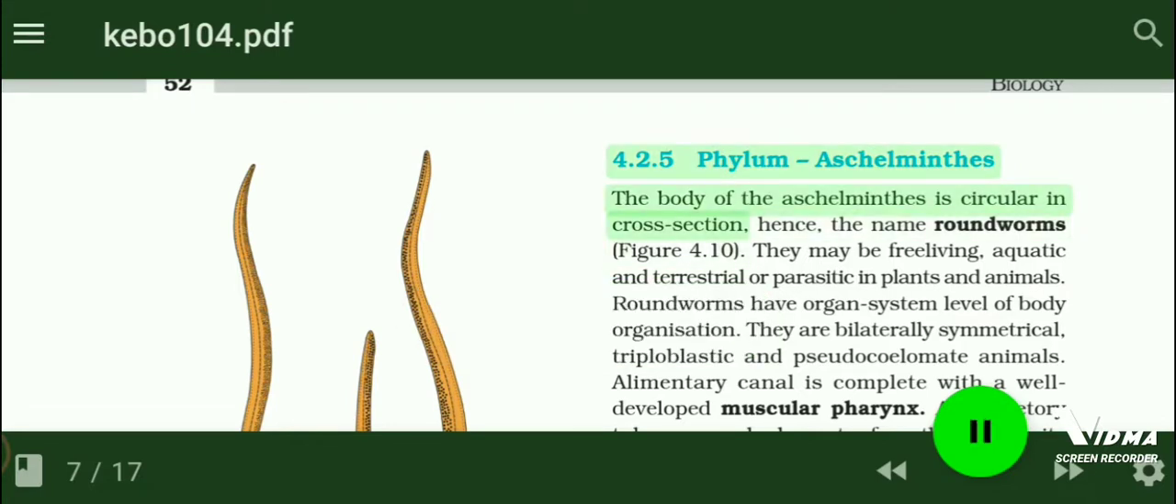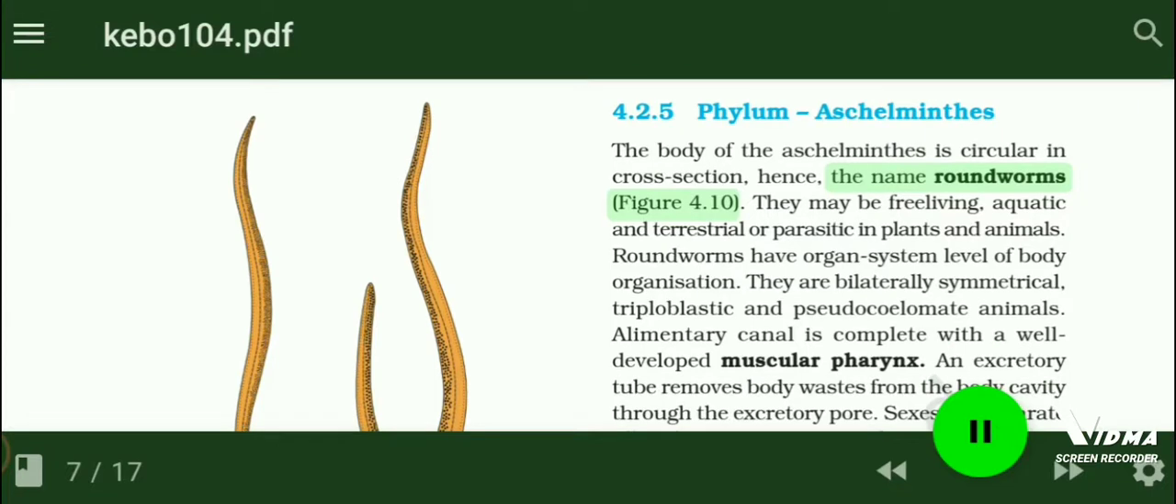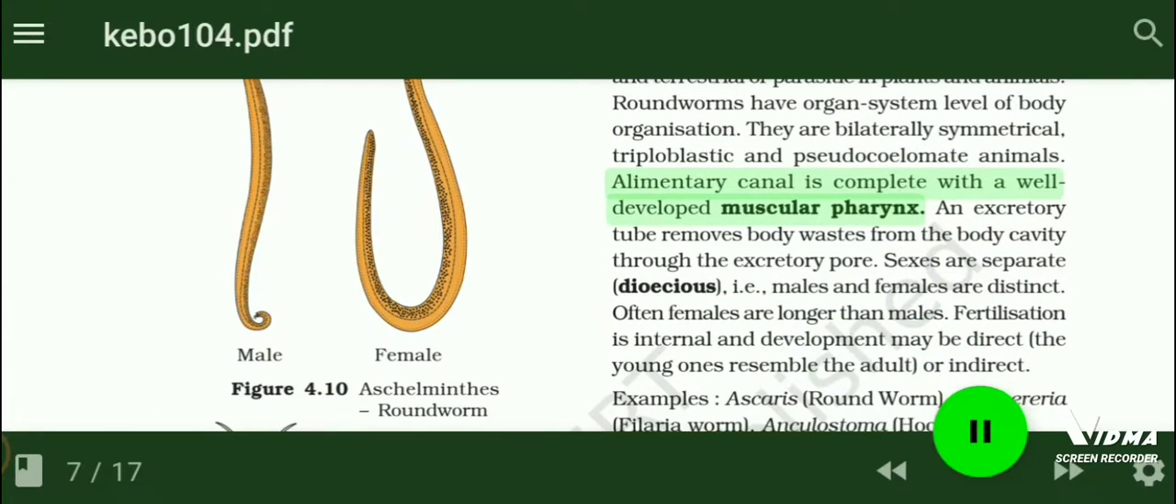4.2.5 Phylum Aschelminthes. The body of the Aschelminthes is circular in cross-section, hence, the name roundworms. They may be free-living, aquatic and terrestrial, or parasitic in plants and animals. Roundworms have organ system level of body organization. They are bilaterally symmetrical, triploblastic and pseudocoelomate animals. Alimentary canal is complete with a well-developed muscular pharynx. An excretory tube removes body wastes from the body cavity through the excretory pore.